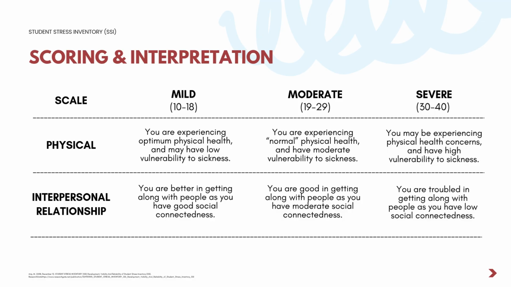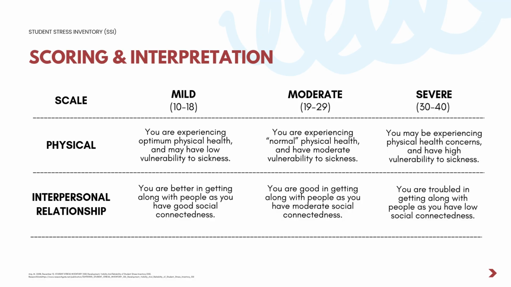The interpersonal relationship scale. This looks at how stress impacts your social life and peer connections. A mild score means you possess strong social connectedness and find it easy to get along with the people around you. A moderate score means you're generally good at navigating relationships, though you might experience typical occasional friction or feel a bit disconnected during high-stress weeks.